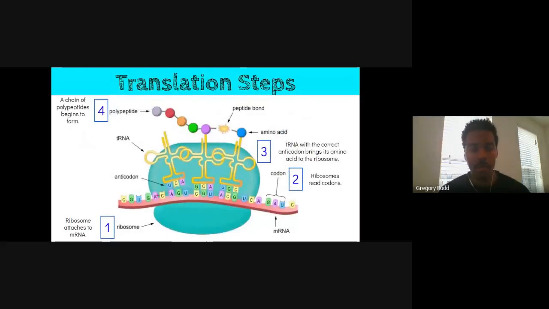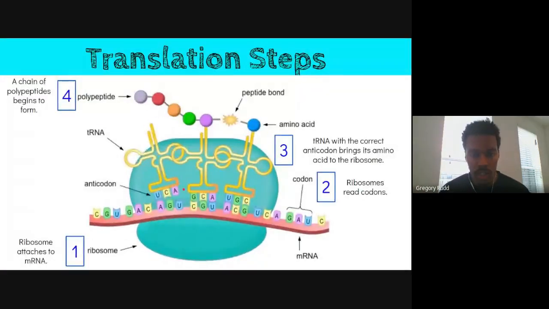So here, this is a simplified version of what we just saw. But these anticodons, like in this case, we've got an anticodon UCA, that is a part of this tRNA. And it helps the tRNA to read the codon.